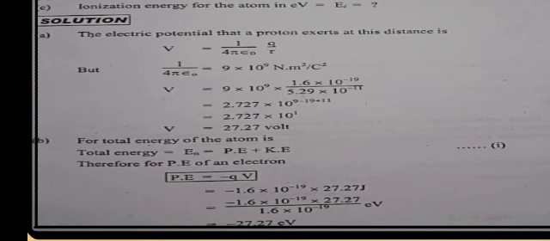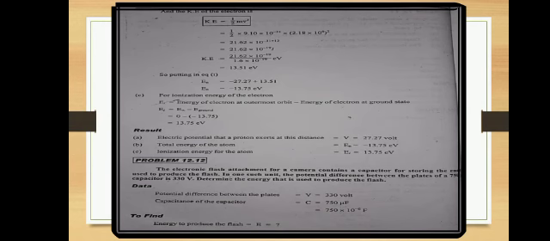Okay, so first of all calculate potential energy. Potential energy delta U is equal to minus QV. You have value of Q and V. By putting values, potential energy is minus 27.27 electron volt. While kinetic energy is calculated by the basic formula half mv square; you have value of m, mass, and v you have calculated. Kinetic energy you easily calculate, 13.51 electron volt.